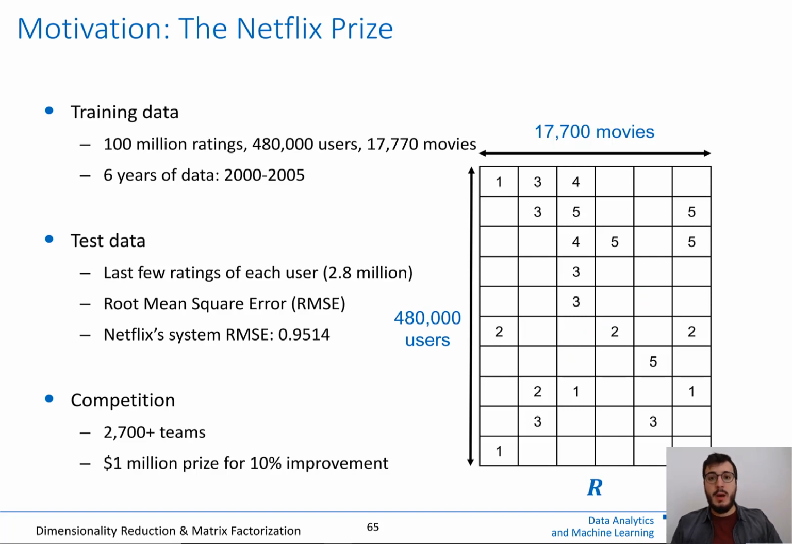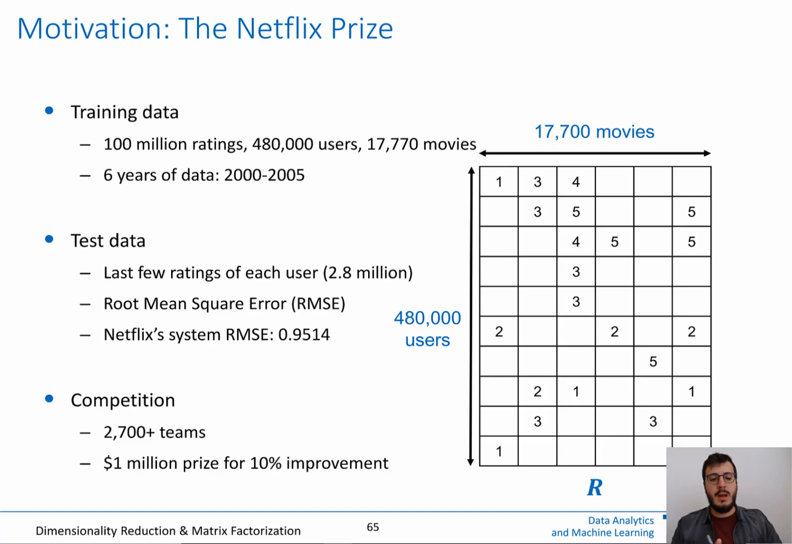Okay, and the way they divided the training data and test data is basically they looked at the ratings in a period of 6 years, and then the ratings during some last time period were saved as test data. The score which was used to evaluate the different recommender systems people would submit is the root mean square error. We're going to see on the next slide exactly how this is defined, but basically you take the actual rating and you calculate the difference to the predicted rating.